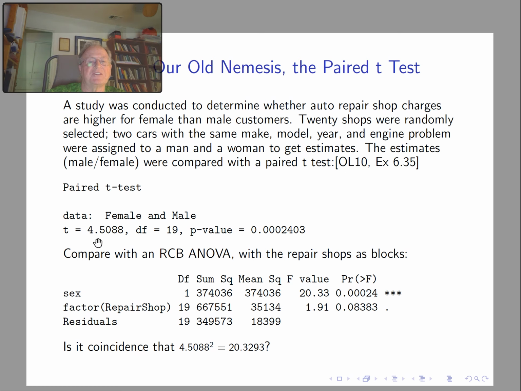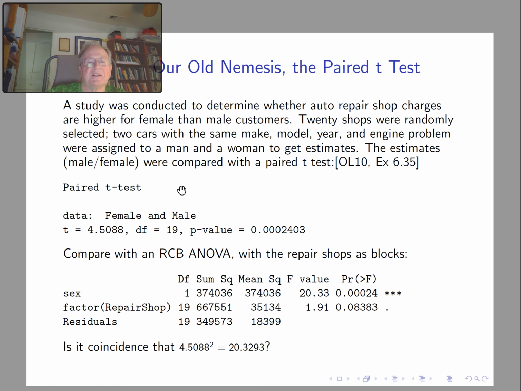Now in the paired t-test, we just compared the male and female estimates. We see that there's a significant difference. The p-value is about 2.4 times 10 to the minus fourth. And here's our t-statistic, 4.5.